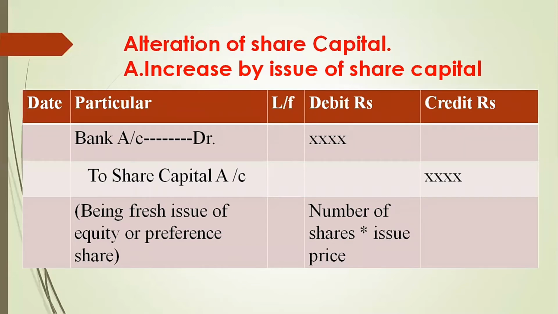So, the first journal entry: what is the journal entry for increase by issue of share capital? Cash will come in, so cash account or bank account is debited. What is going out? Share capital. The share capital account is credited.